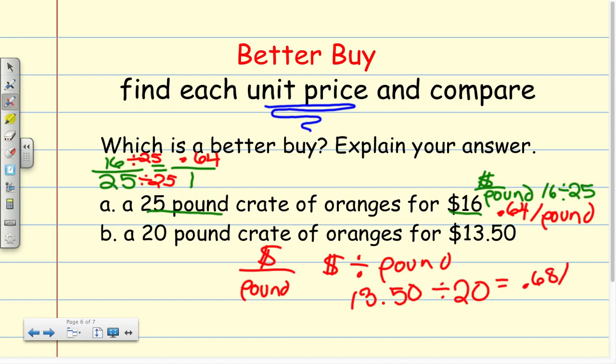Now, some of you thought, oh, clearly the $13.50 is the better buy, okay? But the $13.50 did not turn out to be the better buy. Because when we found each unit rate, what is cheaper? 64 cents a pound or 68 cents a pound? Which one is cheaper? So 64. 64 dollars per pound. So 25 pounds is the better buy. Yeah, you said inches per pound. Oh, dollars per pound.